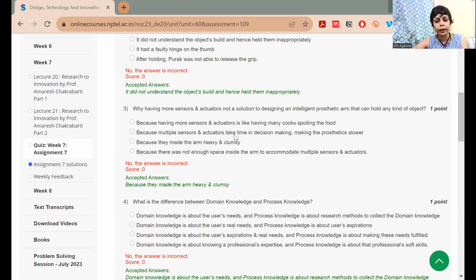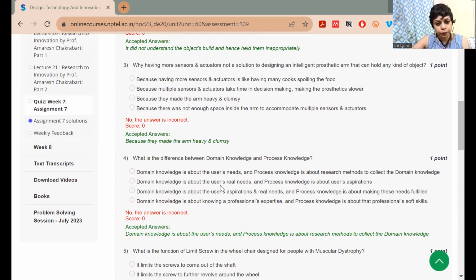I'm not saying that they were not adding value, but there would have to be another solution where those functions or that value can be added without increasing the number of sensors and actuators, and without making the arm heavier and more difficult for the person to use. It needs to be user friendly. If it's not user friendly, it does not serve the purpose actually. Okay.